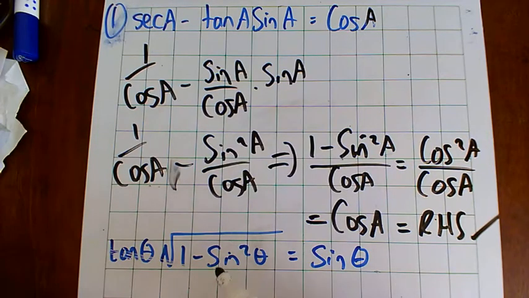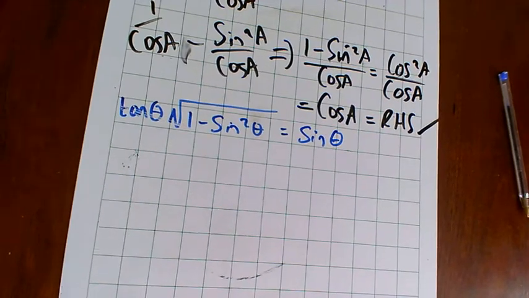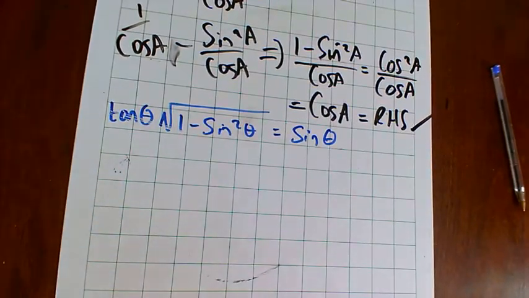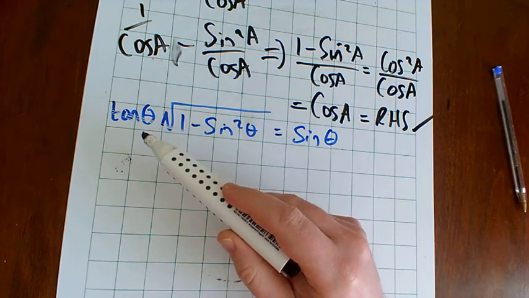Trying to manipulate your fraction to make it look like the right hand side. Okay, that's the first one. Second one, obviously we're going to be working with the left hand side here. It says prove this left hand side is equal to sine theta. So we want to somehow relate this tan theta to sine theta.